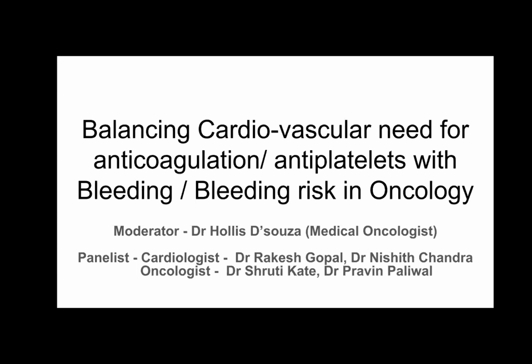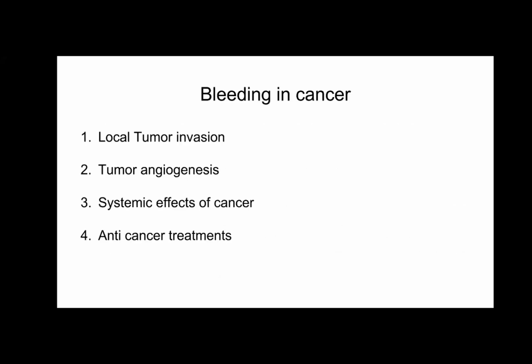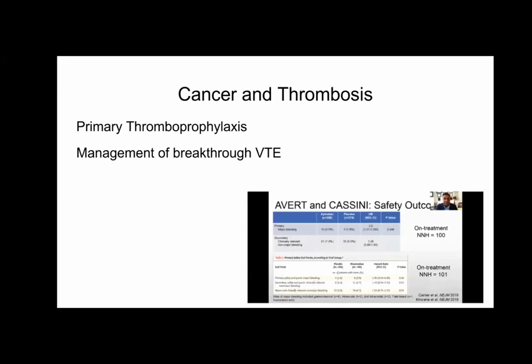At the outset, I want to thank Purvi sir and Vivek sir for this opportunity. The reason for this discussion is a case that I recently discussed with Vivek sir. And that is the reason we are discussing balancing cardiovascular need for anticoagulation, antiplatelets, bleeding or bleeding risk in oncology. Bleeding in cancer can be due to local tumor invasion, tumor angiogenesis, systemic effects of cancer, or anti-cancer treatments. Our past seminars in ACOS have discussed extensively on cancer and thrombosis. I remember Dr. Khurana's lecture for primary thromboprophylaxis, management of breakthrough VTE, and this particular slide where he has discussed the safety profile of the drugs.